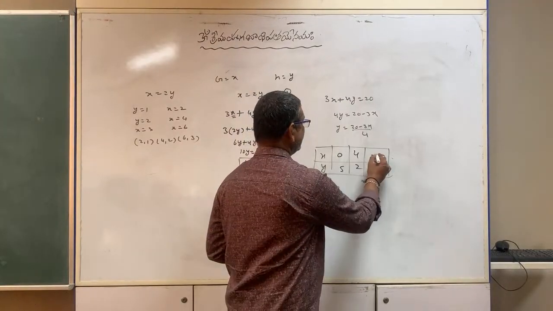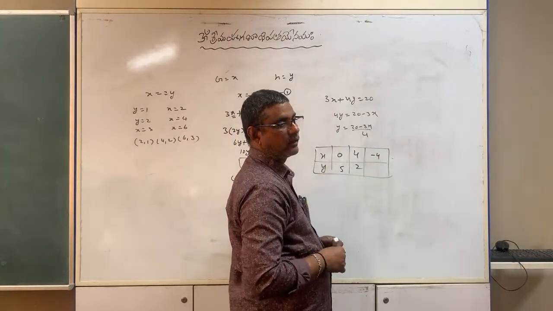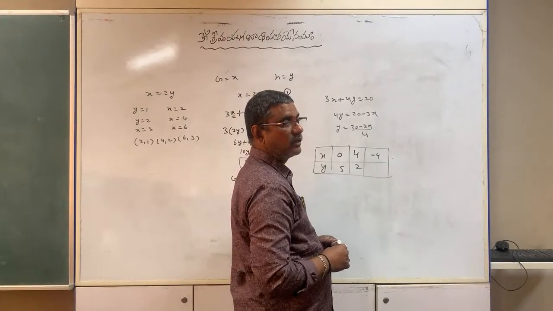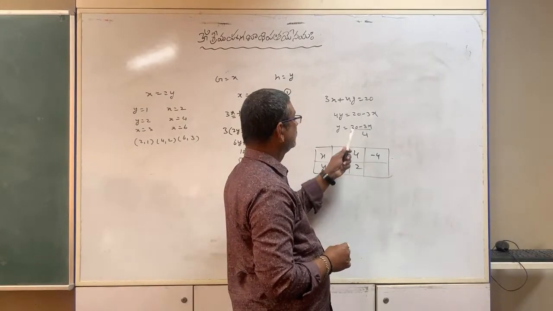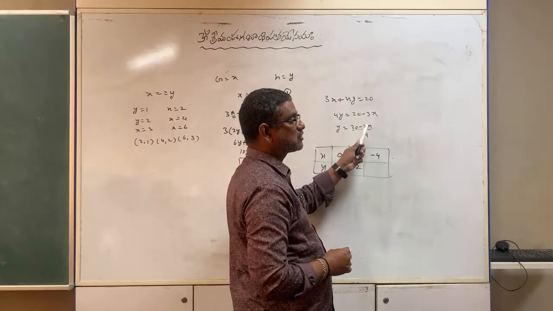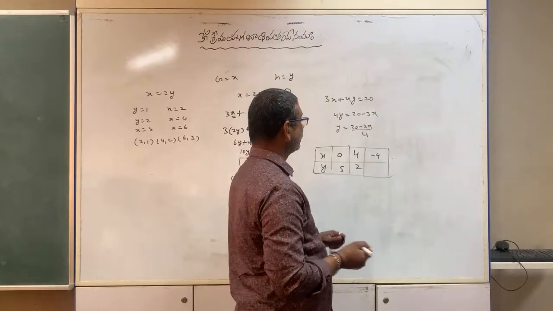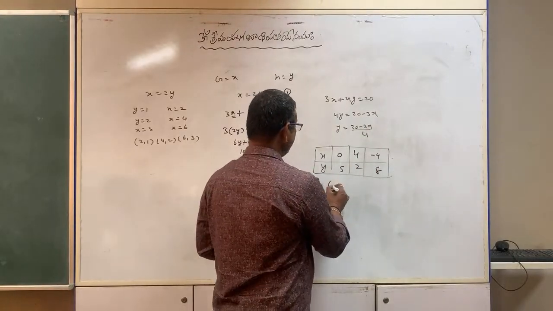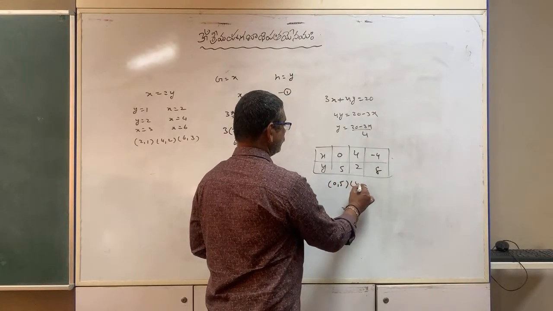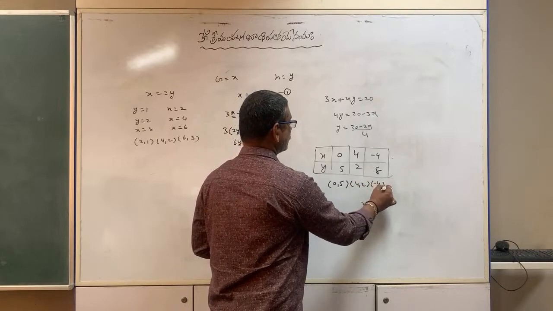Minus 4 పెట్టండి. Minus 4, same. Minus 4 3s are minus 12, 20 plus 12 అయిపోతుంది 32, 32 by 4 is 8. చక్కగా ఏమొచ్చింది? 0 comma 5, 4 comma 2, minus 4 comma 8.